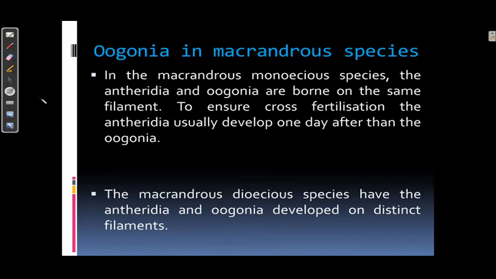Oogonia in Macrandrous species. Two conditions are seen in Macrandrous species. If the species is monoecious, then the antheridia and the oogonia will be borne on the same filament. Whereas in case of dioecious species, we have two different filaments. One is the male filament which bears antheridia, and one is the female filament which bears oogonia. So we have two distinct filaments.